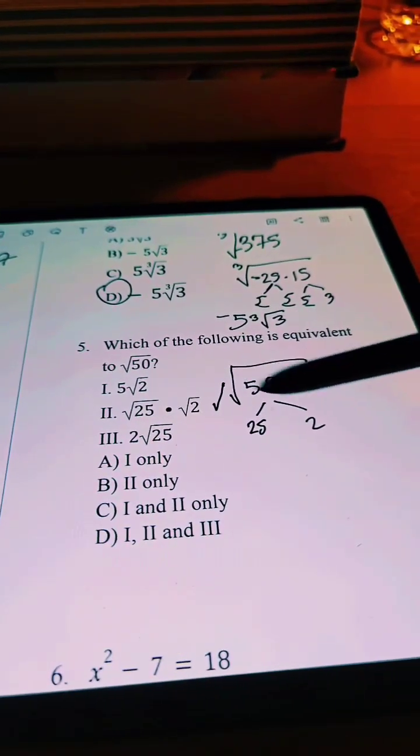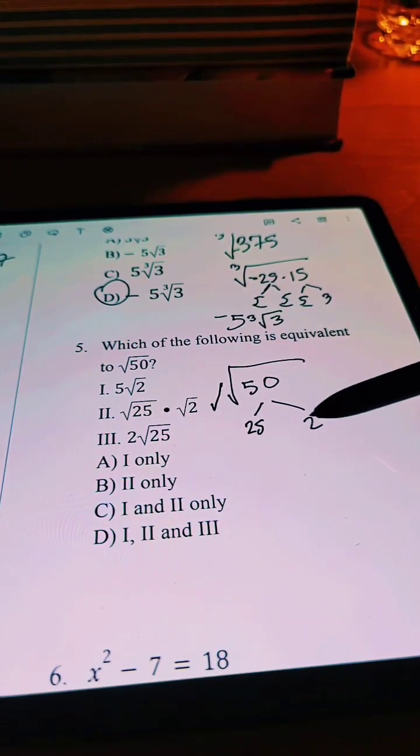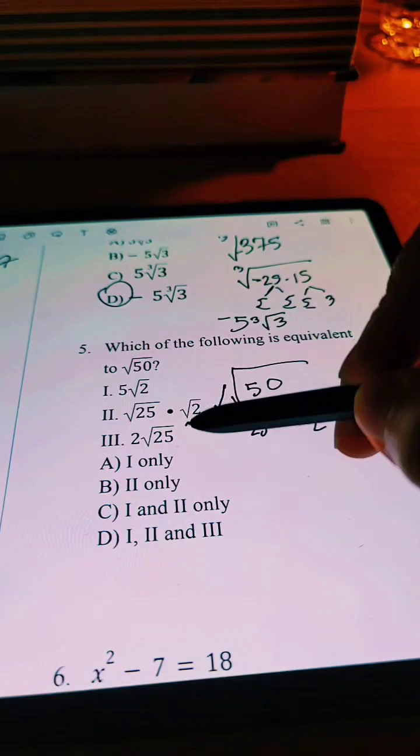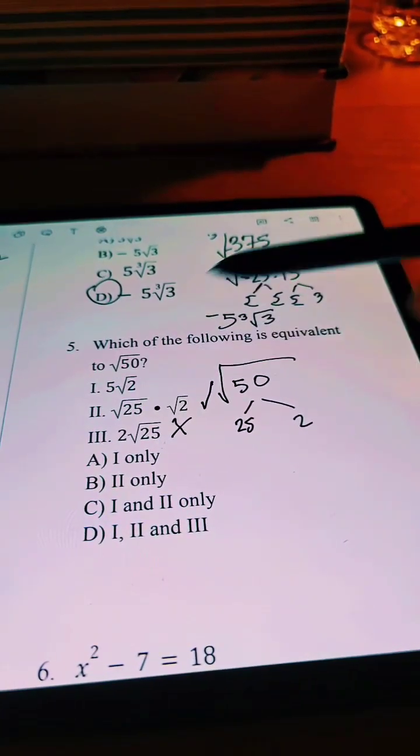And then, but we can say just from that number 3 would not work, because this would have to be a 4 for us to take out a 2 and leave a 25 on the inside, which we don't have. So that's wrong. And then let's see if there's a way to get 5 root 2.